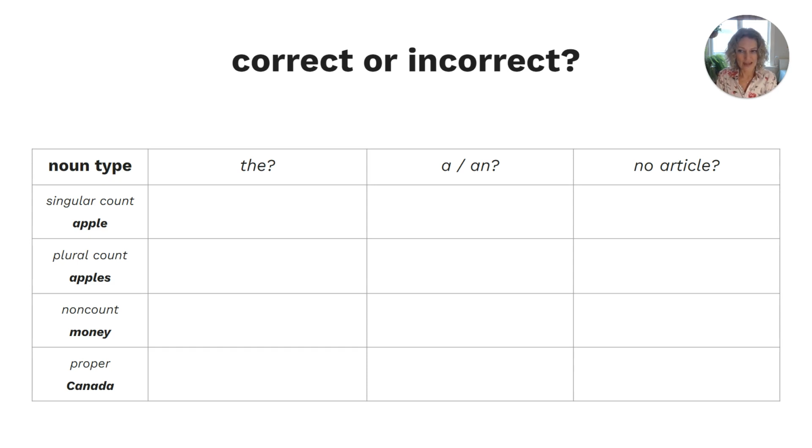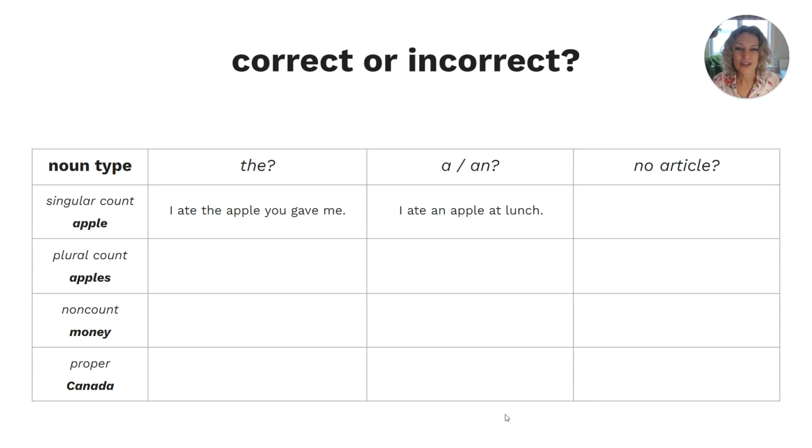So if we have a singular count noun, such as apple, can we use the in this sentence? I ate the apple you gave me. Is that correct or incorrect? Well, it's correct because I'm talking about a specific one, the one you gave me. Not any apple, but a specific one. And it is a singular count noun, so it's good.